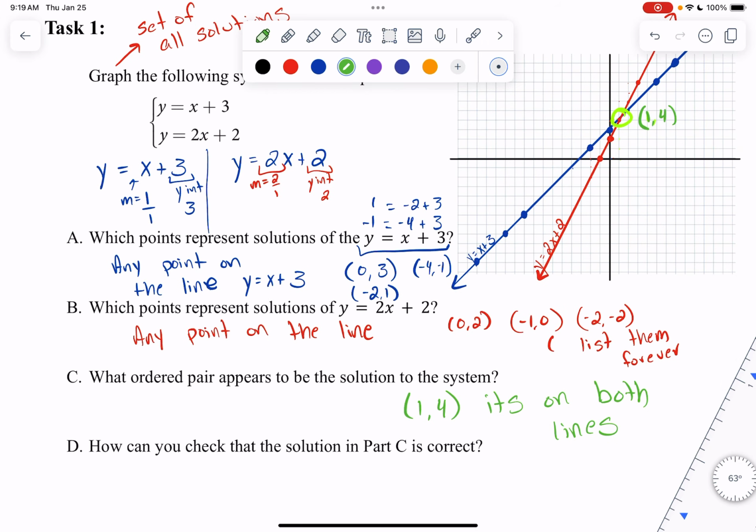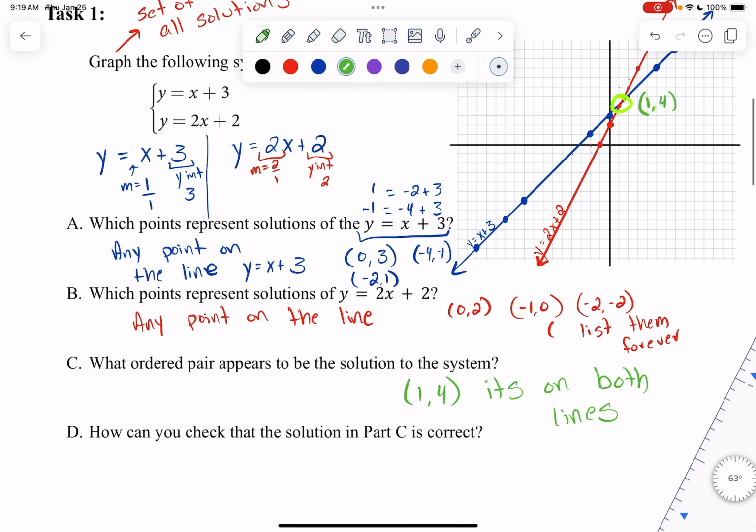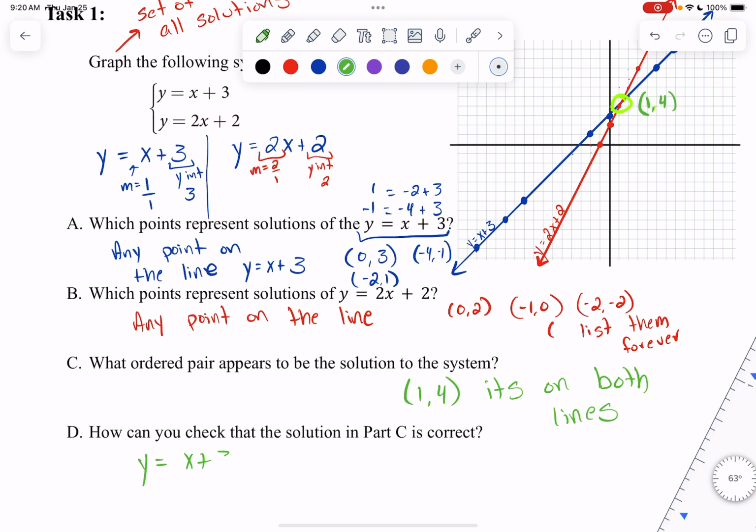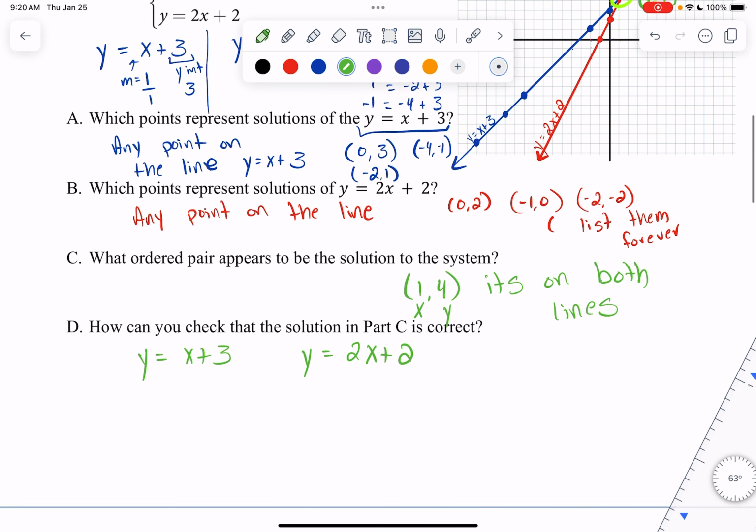So how can you check that solution? Put it in both equations. So here are my two equations: y equals x plus 3 and y equals 2x plus 2. Replace my x's with 1s, my y with 4, and make sure it works. Does 4 equal 1 plus 3? Yes, check. Does 4 equal 2 times 1 plus 2? 2 plus 2? Yes, it does.